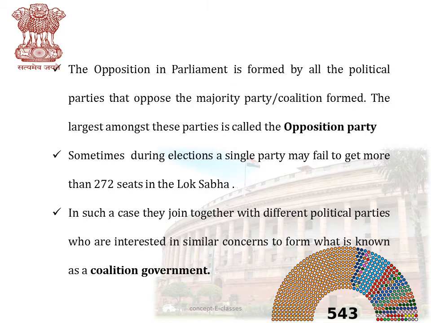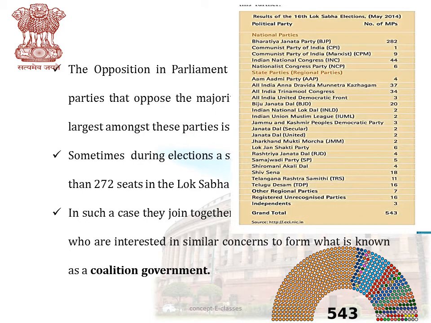Now, the opposition in the parliament is formed by all the political parties that oppose the majority party or the coalition party. And the largest among these parties is called the opposition party. So let's refer to the table that we studied before. Here, the Bharatiya Janata Party formed the government because it has the majority of members. Now, all those parties that oppose the BJP become the opposition in the parliament, and the party which has the second largest number of MPs is the opposition party. So here, which party has the second largest number? The Indian National Congress. So this party becomes the opposition party.